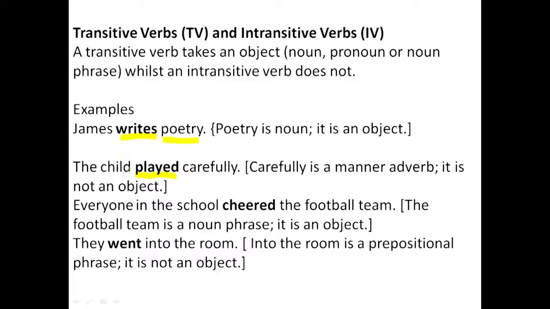So imagine if I ask how on the verb. The answer will follow: carefully. How did the child play? You will say carefully. So carefully is an adverb. So carefully is not a noun. We regard a verb to be a transitive verb if it allows a noun or pronoun or a noun phrase after it. So of course, carefully here is an adverb. It is not a noun. So played is not a transitive verb.